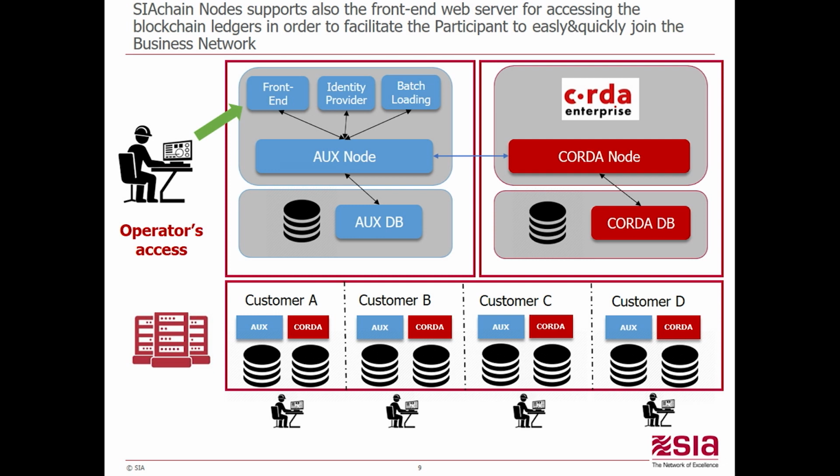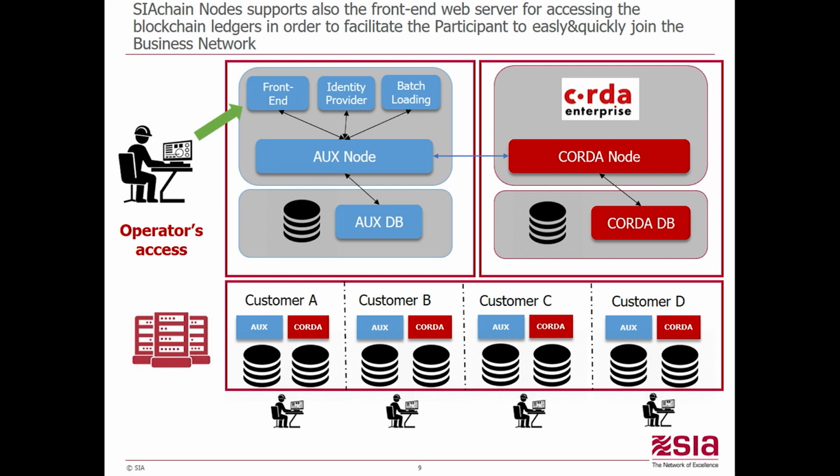We have a front end where the operator of the bank has access to the Spunta software. Once the operator reaches the front end, we have the identity provider, which is centrally in SIA. We recognize the operator, and the operator is inside the auxiliary node. We call it the auxiliary node. These are two different virtual machines with two different containers each. So the operator of the bank has exclusively and only the view of the auxiliary node.